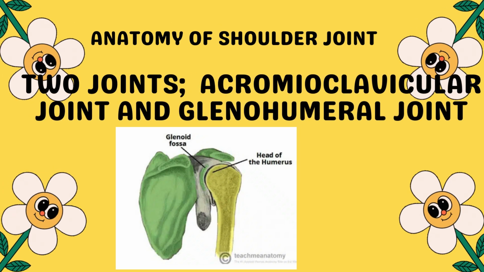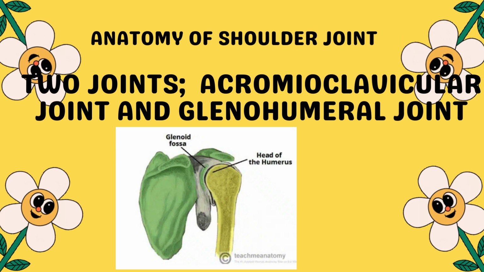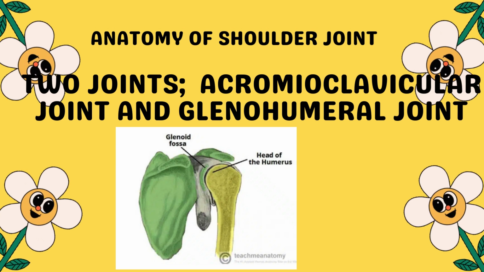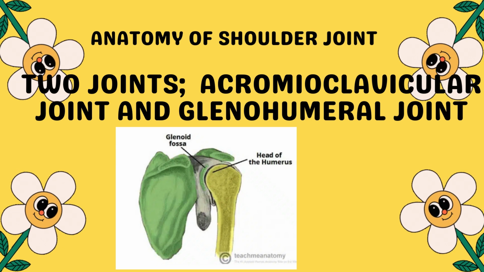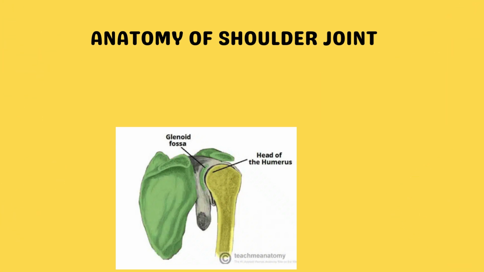The shoulder joint consists of two types of joints, the acromioclavicular joint and the glenohumeral joint. The acromioclavicular joint is basically the joint between the acromion process of the scapula and the clavicle, and the glenohumeral joint is between the glenoid cavity and the humerus.